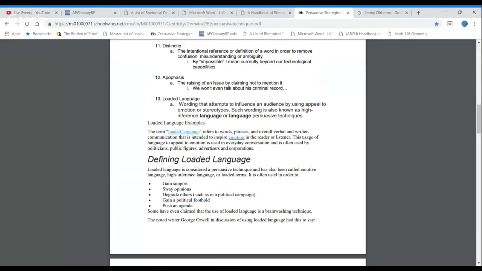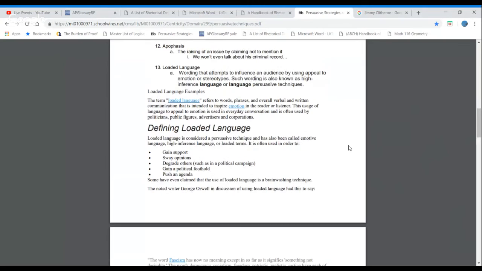This usage of language to appeal to emotion is used in everyday conversation and is often used by politicians, public figures, advertisers, and corporations. Defining loaded language. Loaded language is considered a persuasive technique and has also been called emotive language, high inference language or loaded terms. It is often used in order to gain support, sway opinions, degrade others, such as in a political campaign, gain a political foothold, or push an agenda.